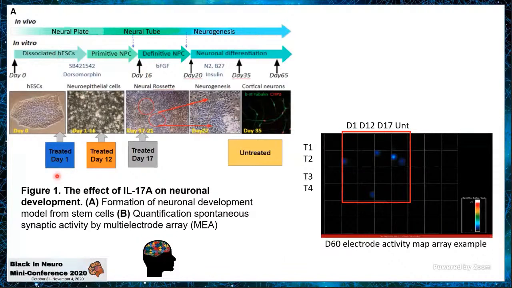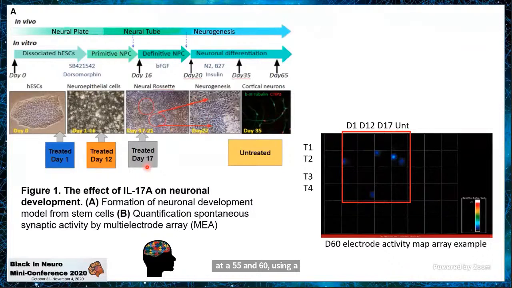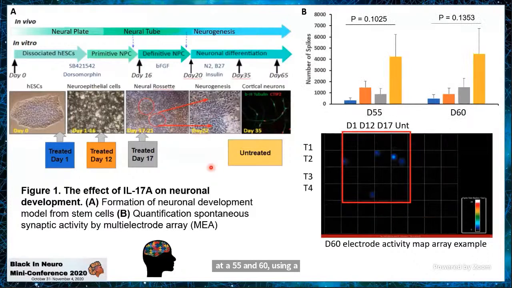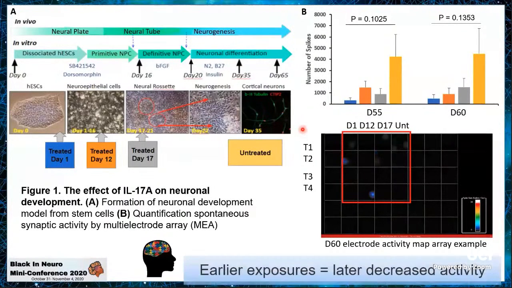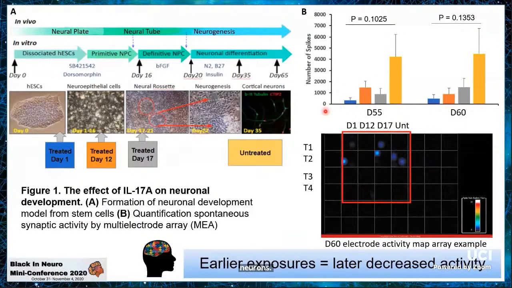So day 1, they are still mostly embryonic stem cells. At day 12, they are forming their neural epithelial sheets, and at day 17, they are neuronal progenitor cells organizing themselves into rosettes before they become cortical neurons. So what we can see in the quantification here and visually by the activity map below is that IL-17A treatment decreases the synaptic activity, and early exposures seem to decrease the synaptic activity even further.